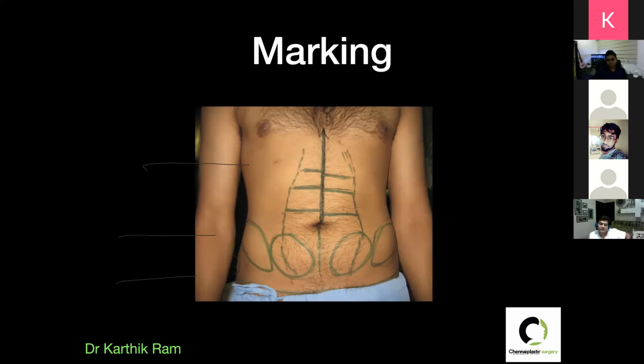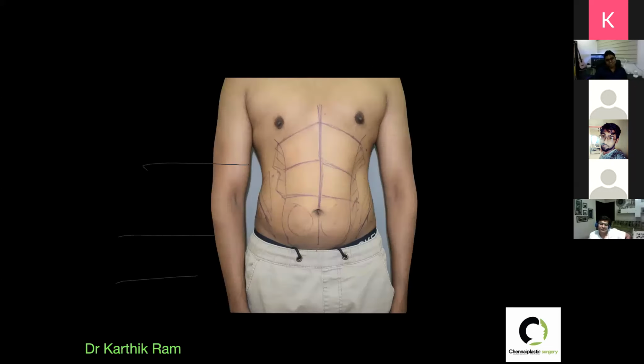Even my six pack has kind of become conical in the upper part. I don't know why I mark that way, but our marking slowly improves. See, with the marking, there are no hard and fast rules. Everybody asks, "Sir, explain more about the liposuction marking." There are no hard and fast rules.